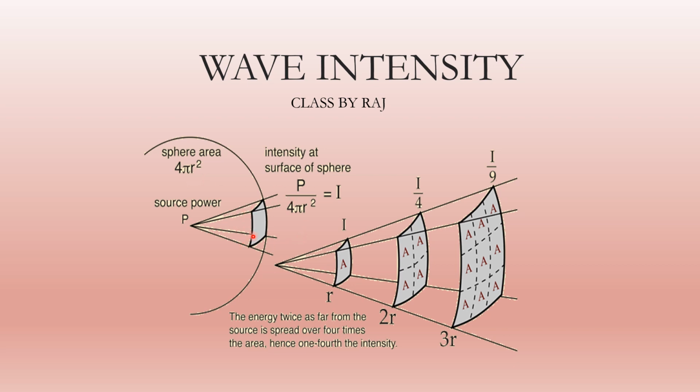Then here we have a small particular area, and the intensity at the surface of the sphere is equal to power over area. So you realize that as the radius increases, r to 3r, the area also increases. But when the area increases, we also realize that the intensity seems to be decreasing. So this is a very important piece of information. Let's go on and learn more about wave intensity.